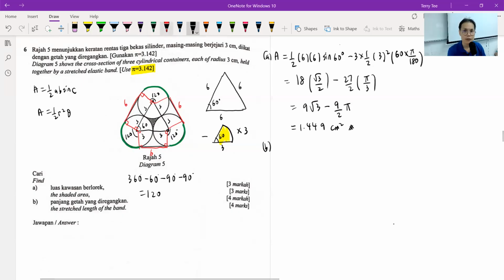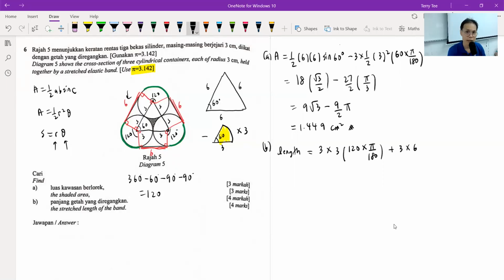So you want to find the length of these three, the 3 red ones and the 3 green ones added together. So for the length of the band that is required, maybe I start off with the length of the arc, the green one, where we can use s = rθ. Since I have 3 of them, your radius is 3, your theta is 120, but you've got to convert to radian. Remember, s = rθ, r is the radius, theta is the angle in radian. Then you add 3 of 6. The 6 is the length of this side here, right? They're all the same. So we can simplify this.